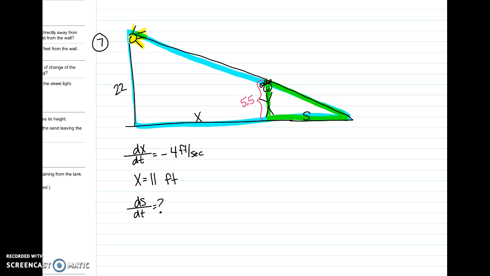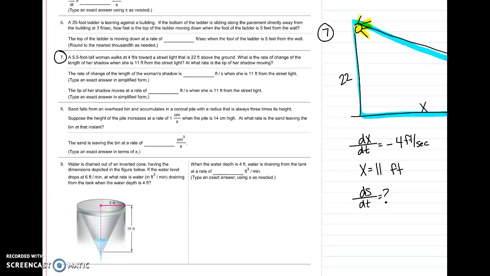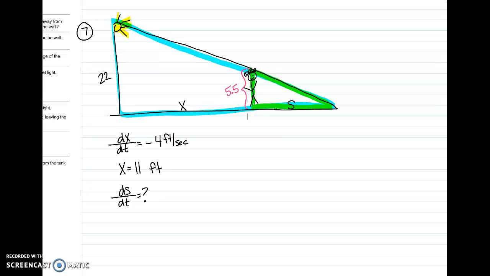I also wrote down our information. She is walking toward the street light, so x is changing at a rate of negative 4 feet per second. Since she's walking toward the street light, x is decreasing. She is 11 feet from the street light, and the first question asks for the rate of change of the length of her shadow. I called the length of her shadow s, for shadow.